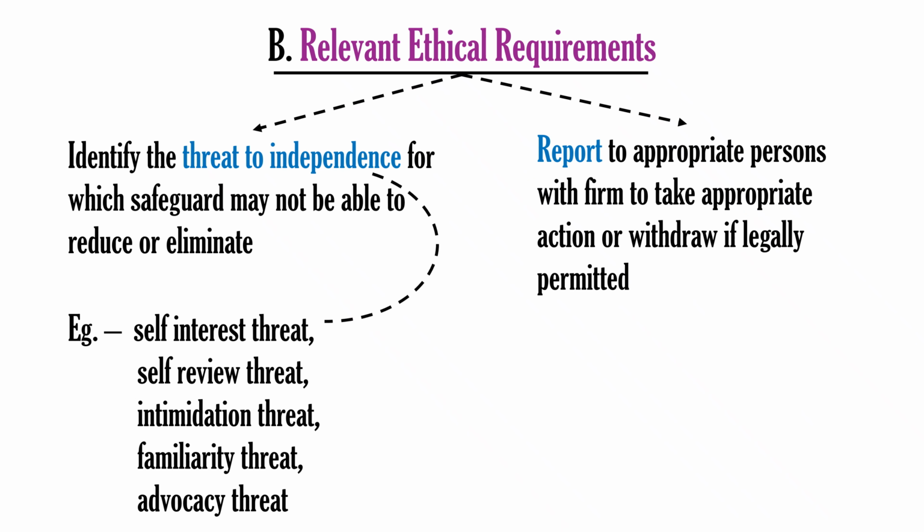The second element is relevant ethical requirements. It says that there should be the identification of the threat to independence for which safeguards may not be able to reduce or eliminate. The threats which are there for the firm are self-interest threat, self-review threat, familiarity threat, advocacy threat, implementation threat. These are the examples of the threat to independence. So basically, it says that this threat should be identified and safeguards should be applied.